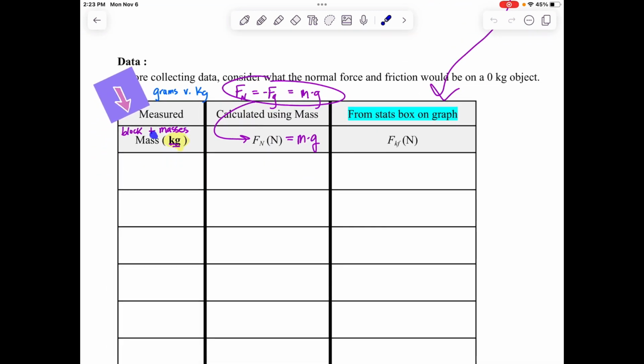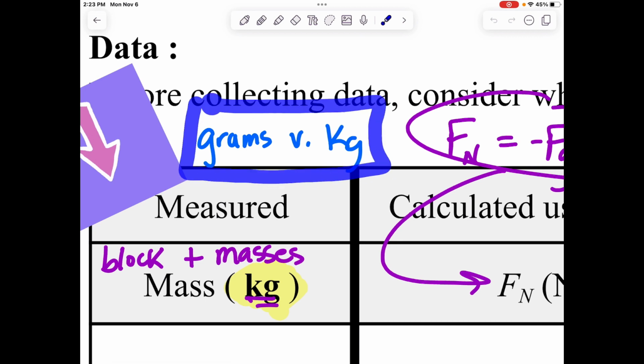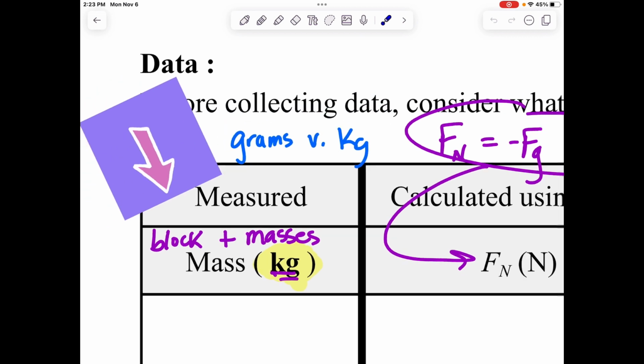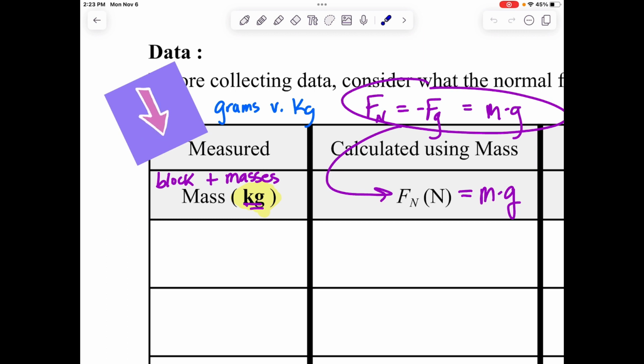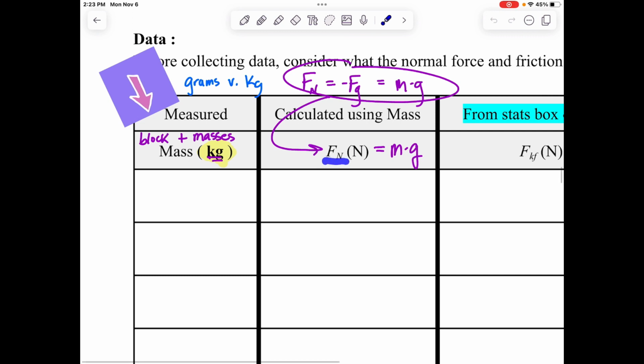Okay, so let's look at the data table. Over here is going to be your mass. Your mass is either going to be the block by itself, if that's where you start, or the block plus the mass that you put on top of it. Be careful with grams versus kilograms. Your masses are in grams. The block mass is written on the side of the wood, and that's in kilograms. So be very careful with this column. In the middle, you're going to calculate your normal force, which of course is opposite to the force due to gravity. So you're going to take mass times gravity for this column here.